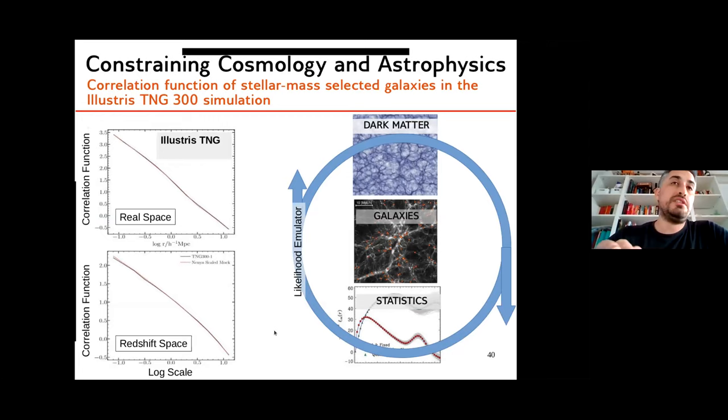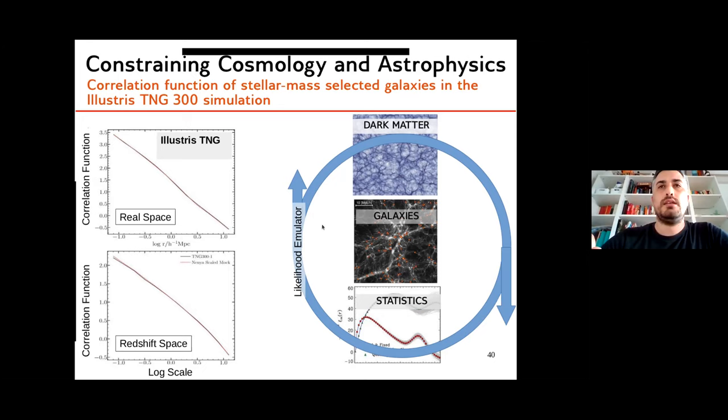For this test, we just took the correlation function of the galaxies in the IllustrisTNG hydrodynamic simulations. So this is what is shown here, in real space, only the distribution of galaxies, or also incorporating velocities here in redshift space. So this is our data, and now we predict the dark matter, we predict galaxies and the statistics, and we iterate with a likelihood sampler. And these are the constraints.